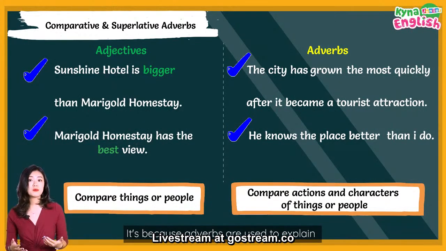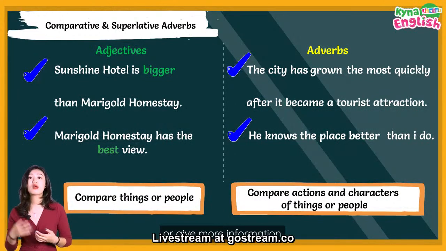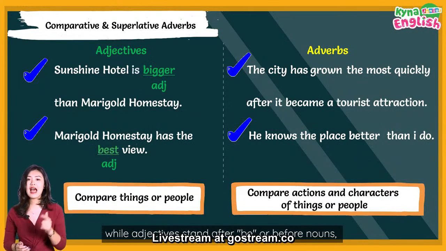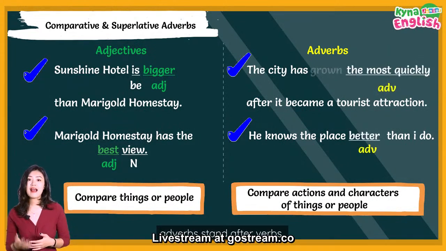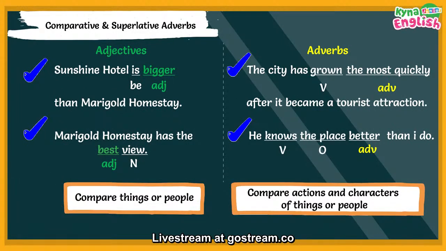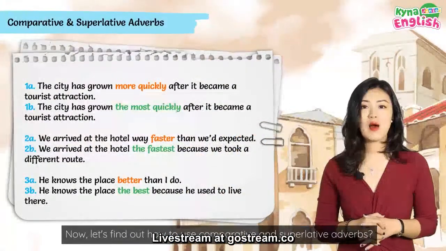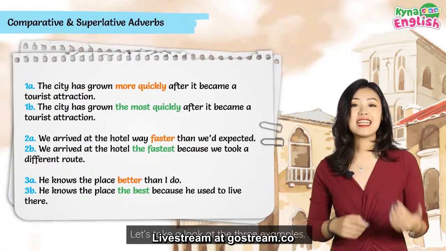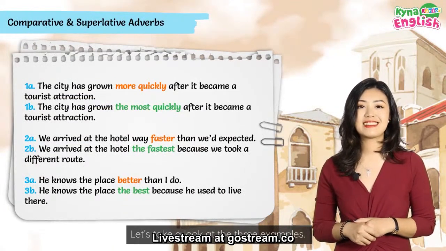It's because adverbs are used to explain or give more information about verbs and adjectives. To make comparative and superlative structures, while adjectives stand after be or before nouns, adverbs stand after verbs or after objects following verbs. Now, let's find out how to use comparative and superlative adverbs. Let's take a look at the 3 examples.